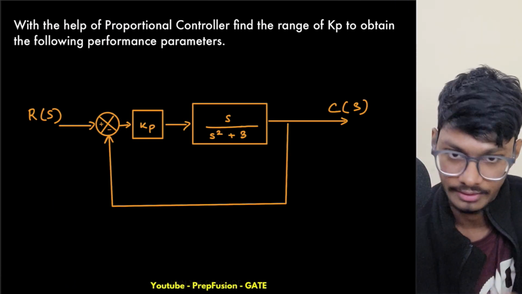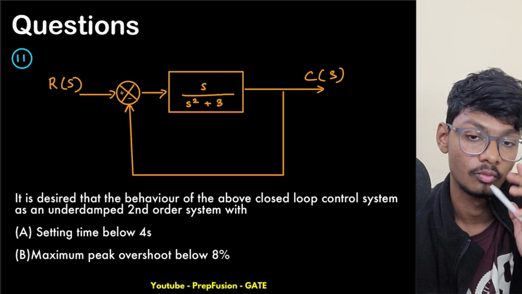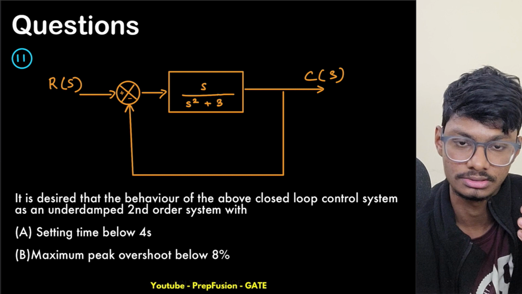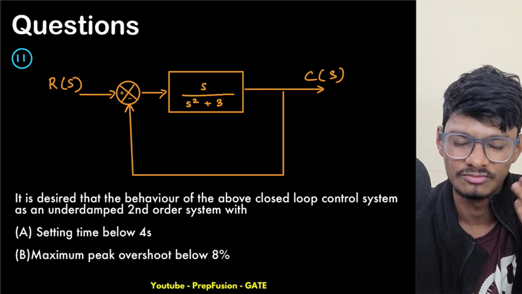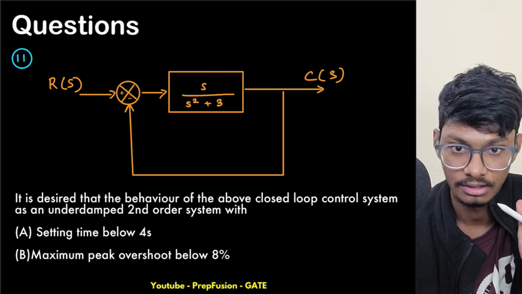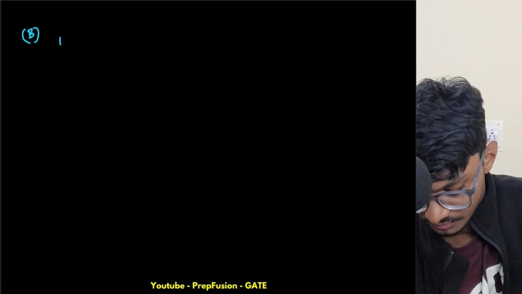Just simply what I have to do, they have told us that the maximum peak overshoot should be less than 8%. Now what is the MPO a function of? What variable is the MPO related with? It is related with the zeta. So MPO is a function of zeta.